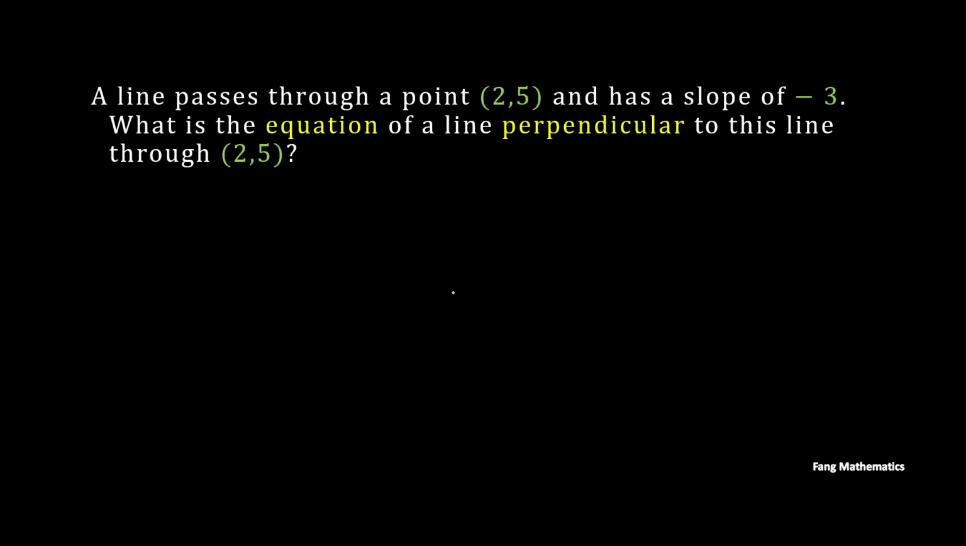We are to look at an example. If you look at the question, you should have two lines altogether. The first line in green, the question has shown you the feature. So this line in green should have a slope of -3. So let's label this. And you are to specify one point on this line, that is (2, 5).